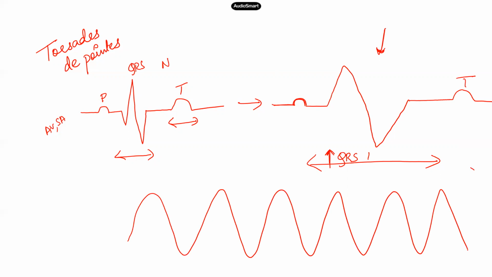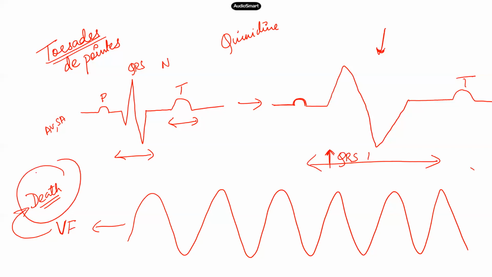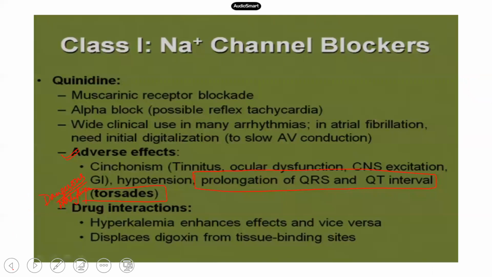So when this fast beating of the heart goes on, it will eventually lead to ventricular fibrillation, and that will eventually cause the death of the patient. So an anti-arrhythmic drug, quinidine, is capable of causing an arrhythmia called torsades, and that can lead to death of the patient. But apart from having these adverse effects, we can use it in atrial fibrillation and the majority of other arrhythmias also. So this is one of the fundamental drugs, or the prototype drug, of class 1A sodium channel blockers.